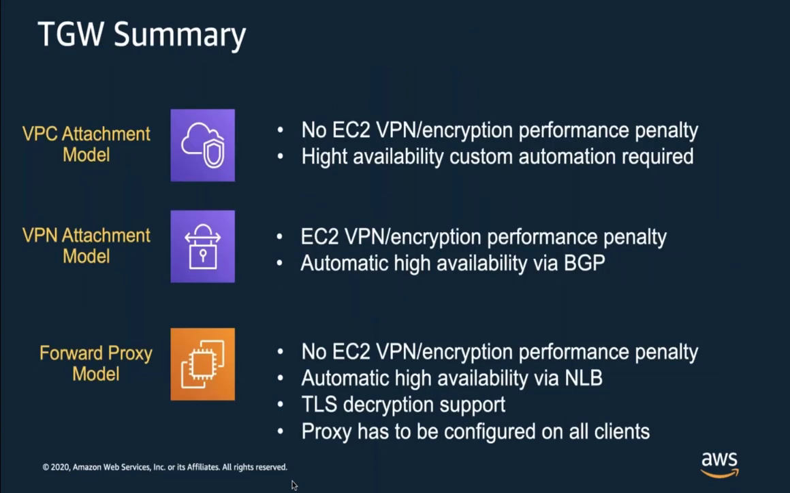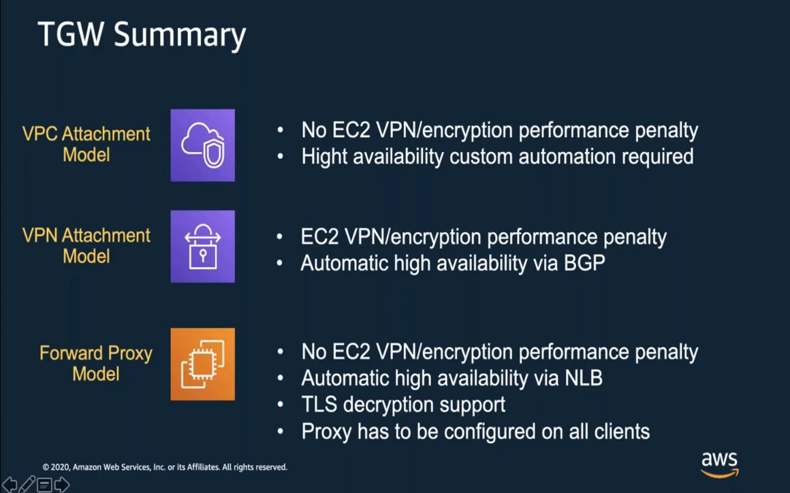Okay, so if we summarize all three models side by side, we had the VPC attachment model. That's where we are routing to the firewall appliances through the transit gateway. As you remember, we don't have to do encryption, so there's no performance penalty for that model, but we do have to figure out how we will do failover. How do we automate our route updates if there's a failure of one of the firewalls? Then we have the VPN attachment model, which automatically handles failover using BGP. But at the same time, it means we're using encryption, so we're potentially paying a performance penalty for that traffic.